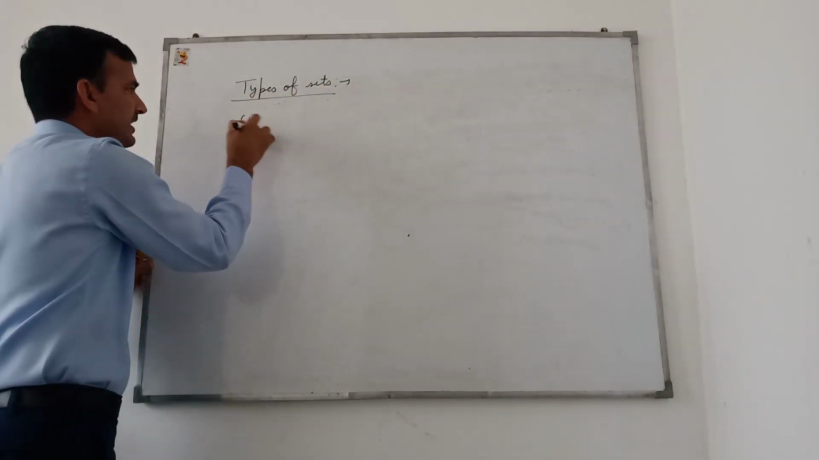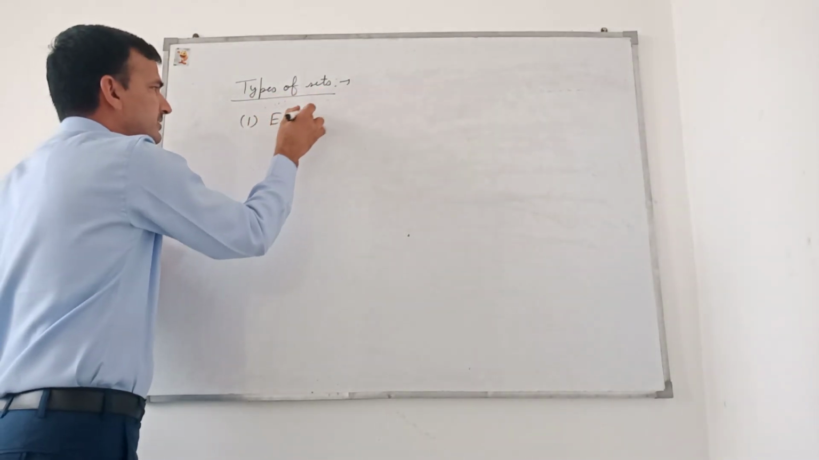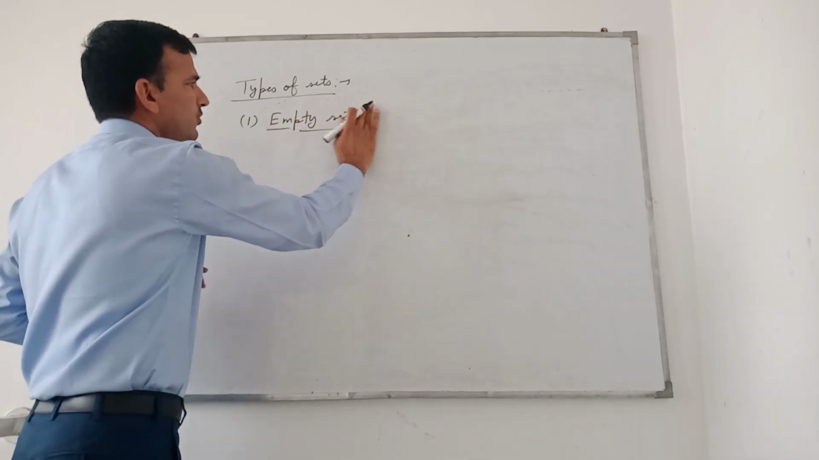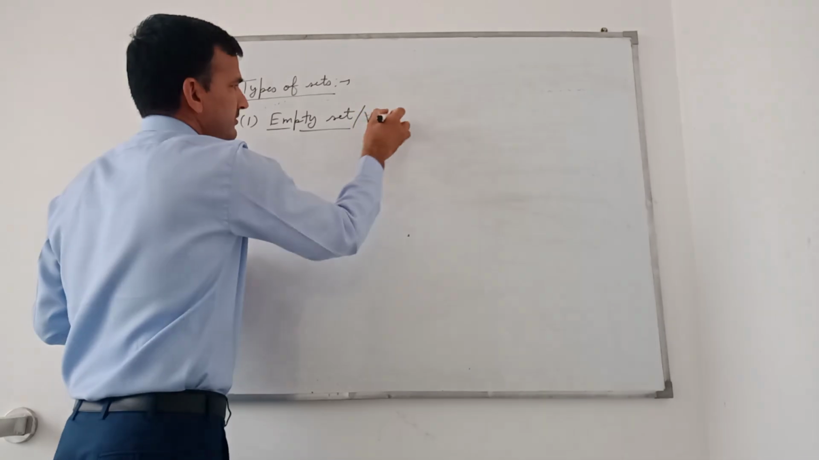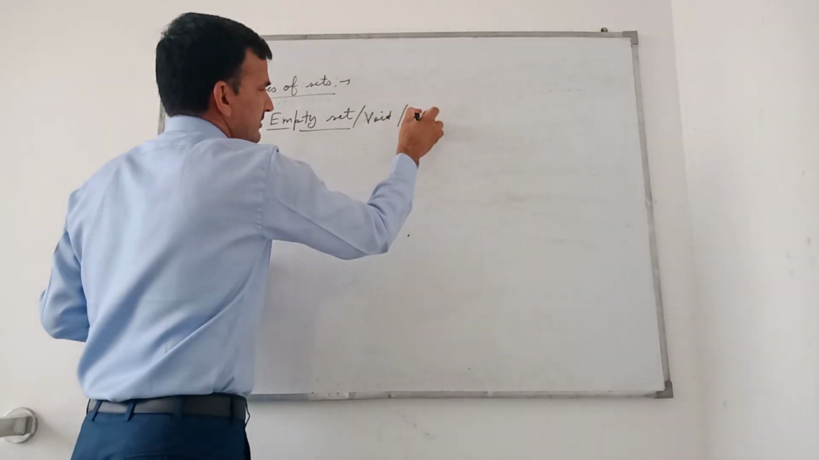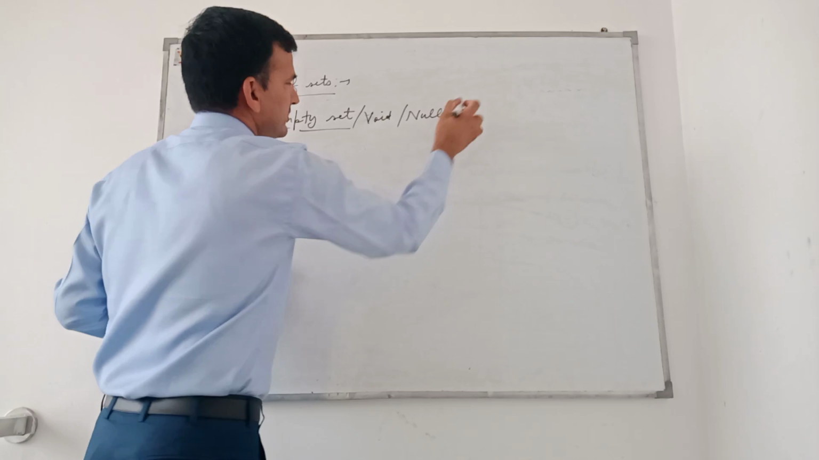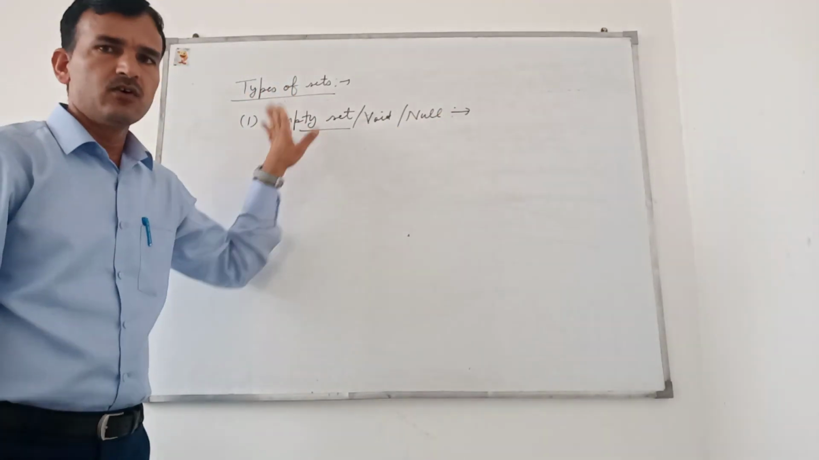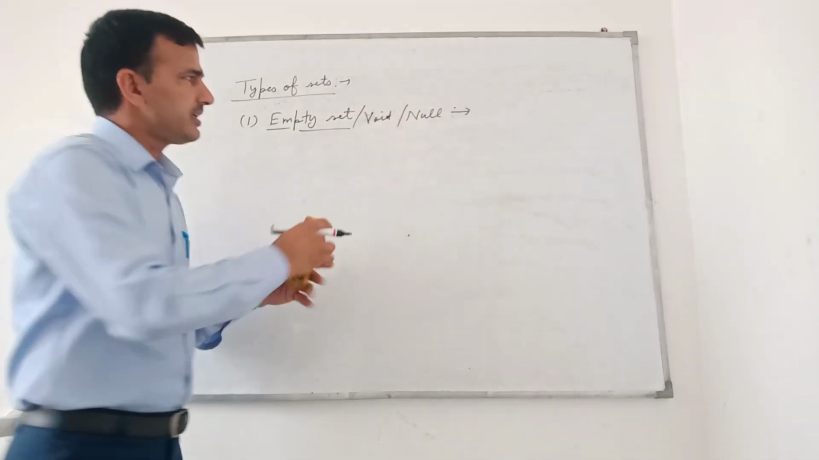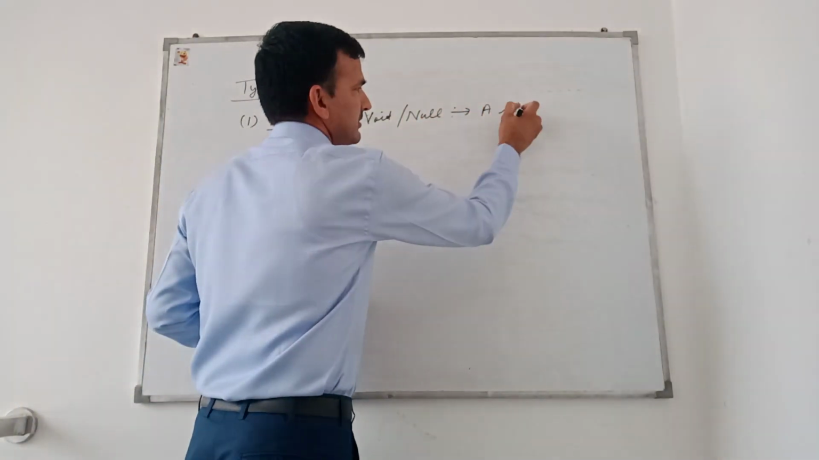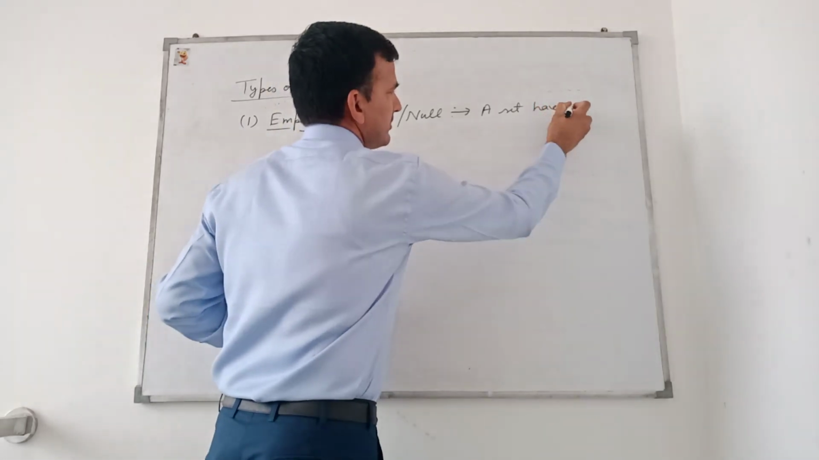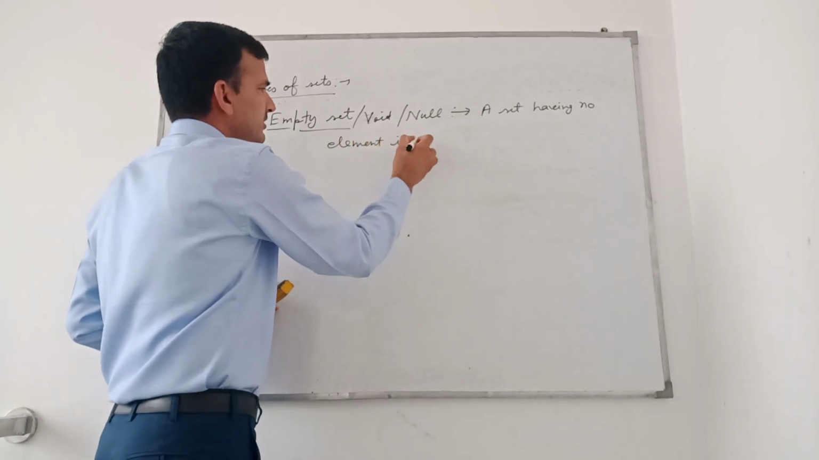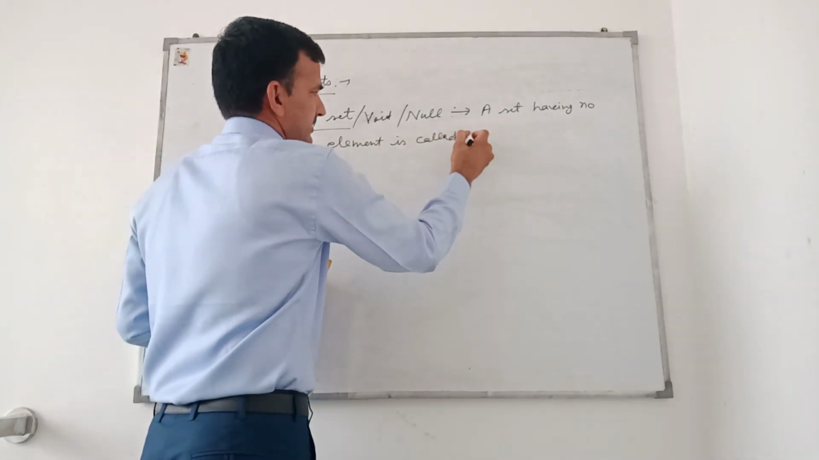Number one, empty set. Empty or void set, void or null set. These all mean the same. Empty set, void set, null set: a set having no element is called an empty set.